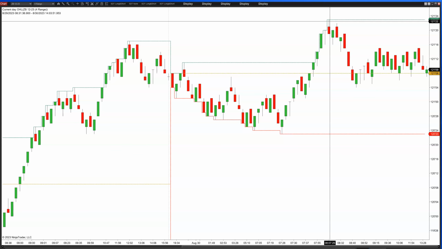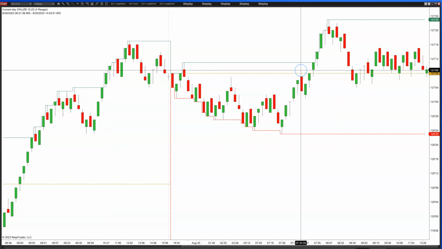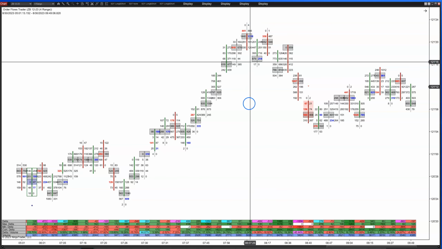It's impossible. And I see people posting stuff. Yeah, I follow the order flow, and they put up a bar chart like that. What are you following? You're following price. You're not following order flow. Okay, but if you're looking at a footprint chart, yeah, you can see that.